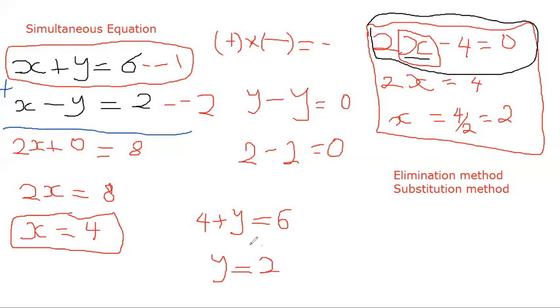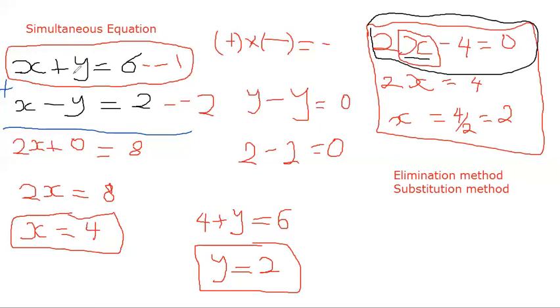So you can see now we have found the answer for x and the answer for y. This is how you solve simultaneous equations using the elimination method. Elimination method, because we remove y, you can see from here, we removed y. Y minus y becomes 0. So we eliminate, we remove. Is that okay?